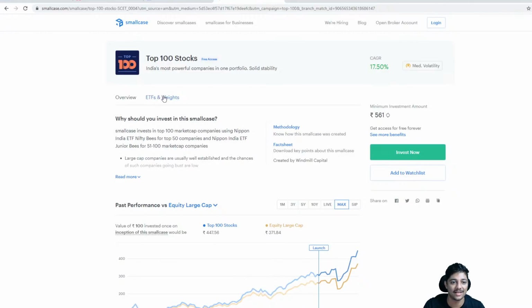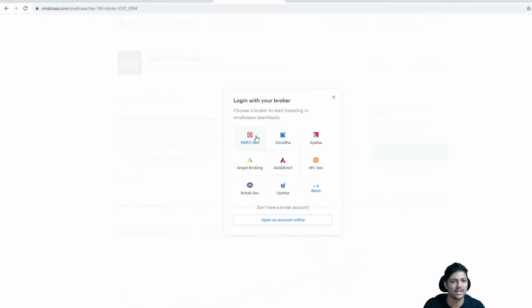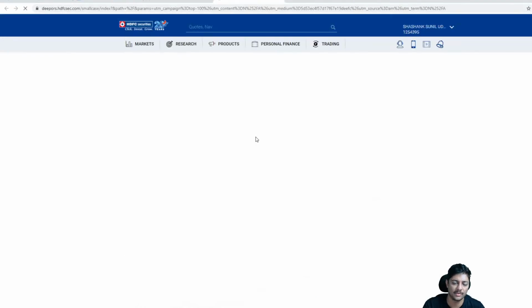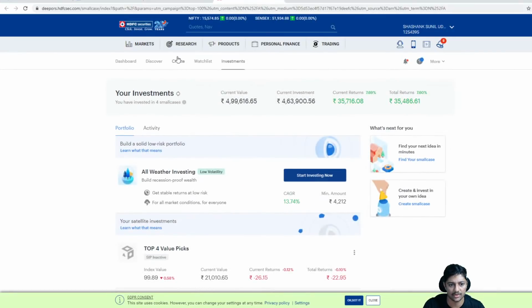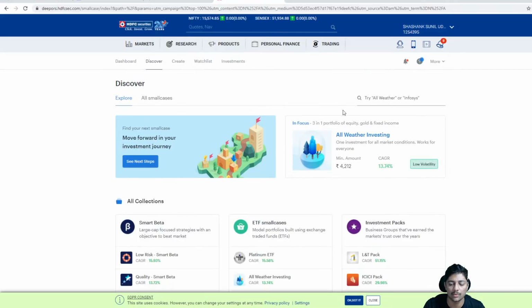Why? Because this has a simple ETF based standard, right? Let me show you. Let me log in. Why did I get logged out in the first place? Okay, let me log in again. Let me show you how this works. Dashboard, discover. What is that called again? Top 100, right?